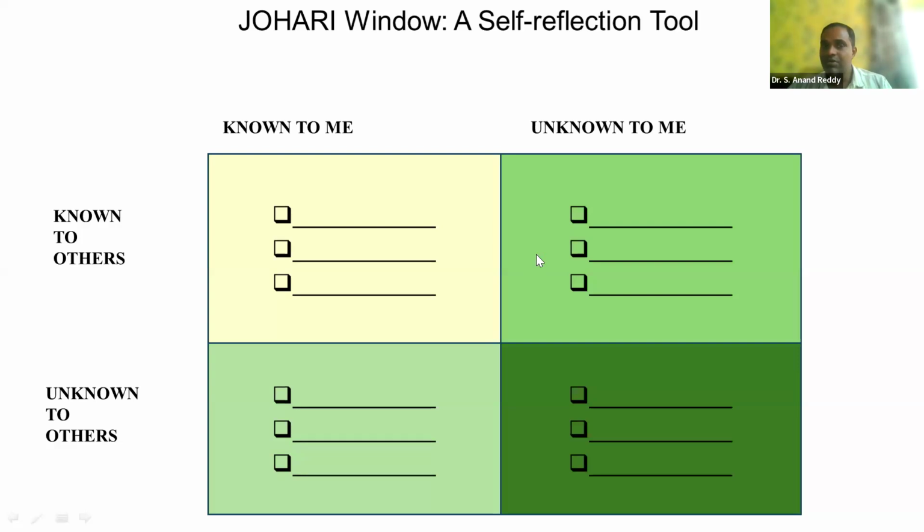Things known to the others, but not known to you. This graph will make you know. Because sometimes you think you are very friendly with everybody, but somebody writes that you need to become more friendly with people. That's an eye opener for us. This exercise will help you reduce the unknown to you and increase known to me and known to others. This is how the Johari window is a tool. It's also a self-reflection tool most of the time. It's a very beautiful tool. People can use it in trainings and wherever you go.